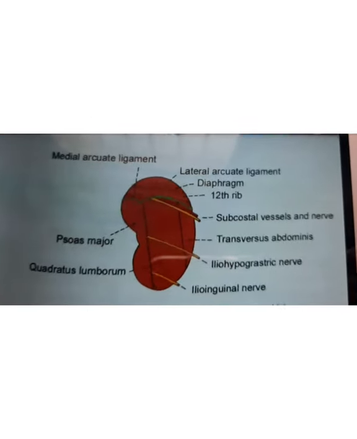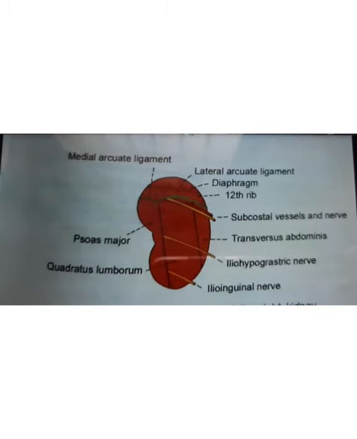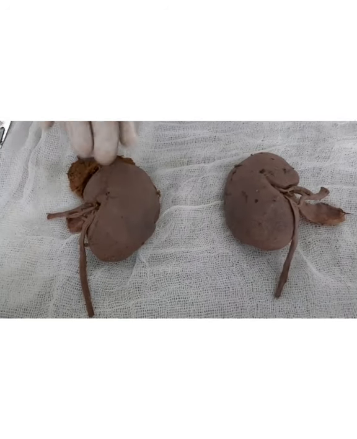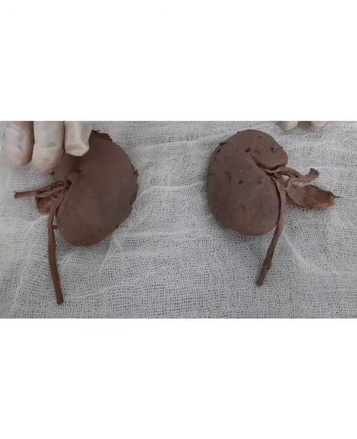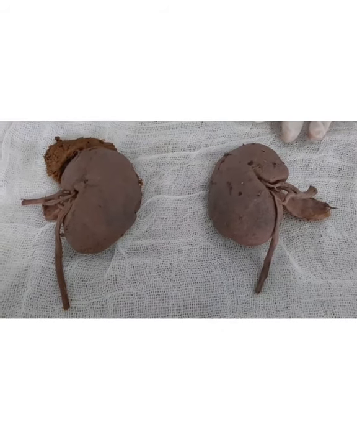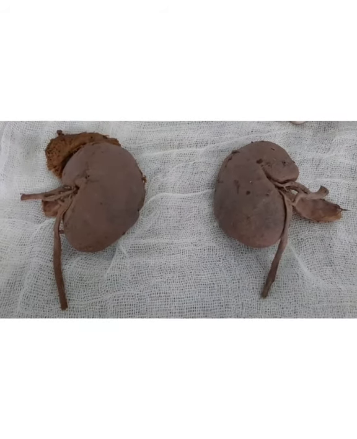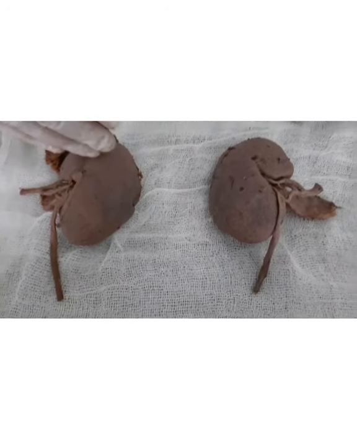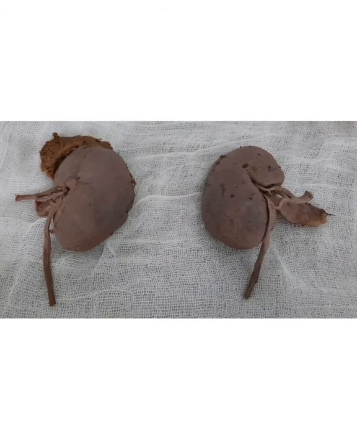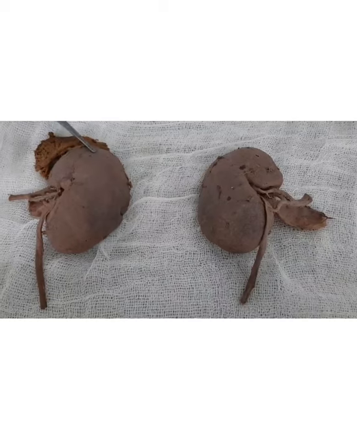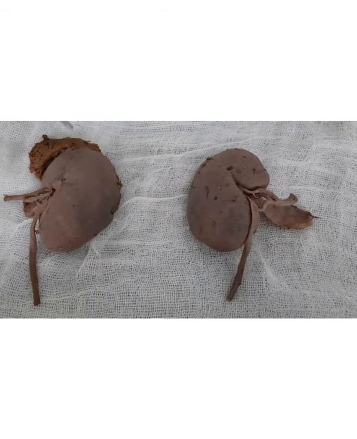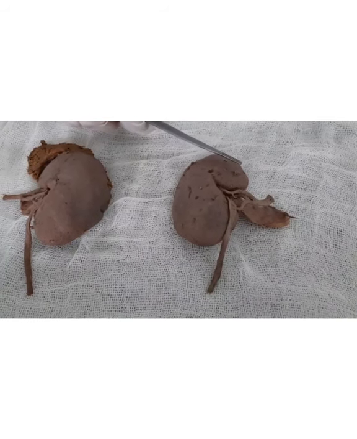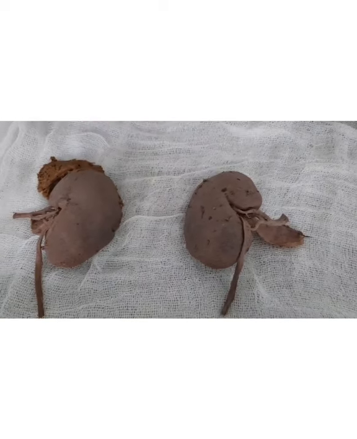This is the diagrammatic representation of the relations of the posterior surface. Now we will see these relations on the specimen. Coming on to the relations of the posterior surface. The relations of the posterior surface of both the kidneys are the same, and they are in relation with the diaphragm, 3 muscles from medial to lateral side and 3 nerves from above downwards. Except, the right kidney is in relation with the 12th rib because of its lower position, and the left kidney is in relation with both the 11th and the 12th ribs because it is at a higher level.